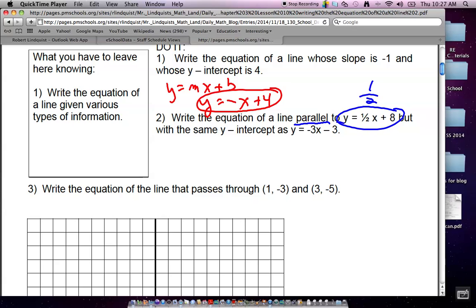But it has the same y-intercept as this guy. What's the y-intercept on this guy? -3. So I'm going to get y equals 1/2 x. Remember, it's parallel to this guy over here, so it has to have the same slope. Okay? y equals 1/2 x minus 3.